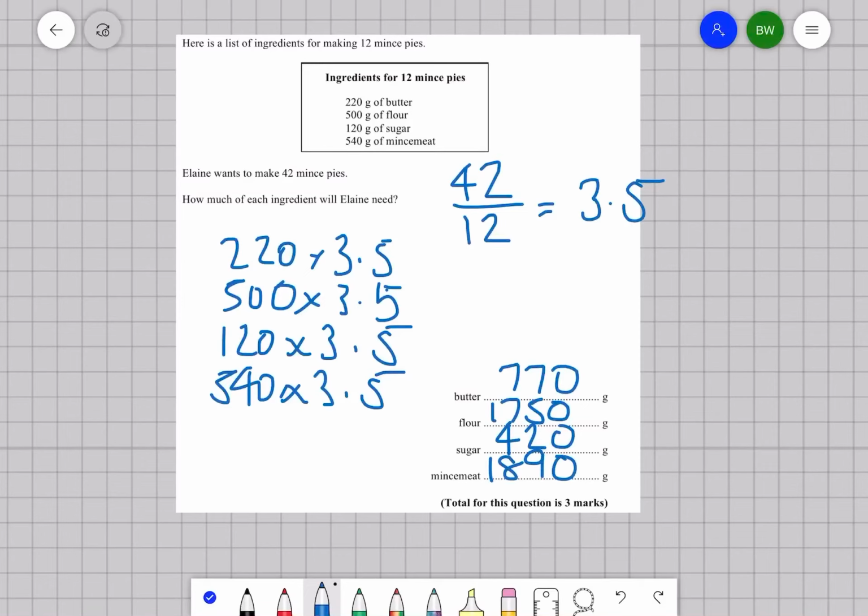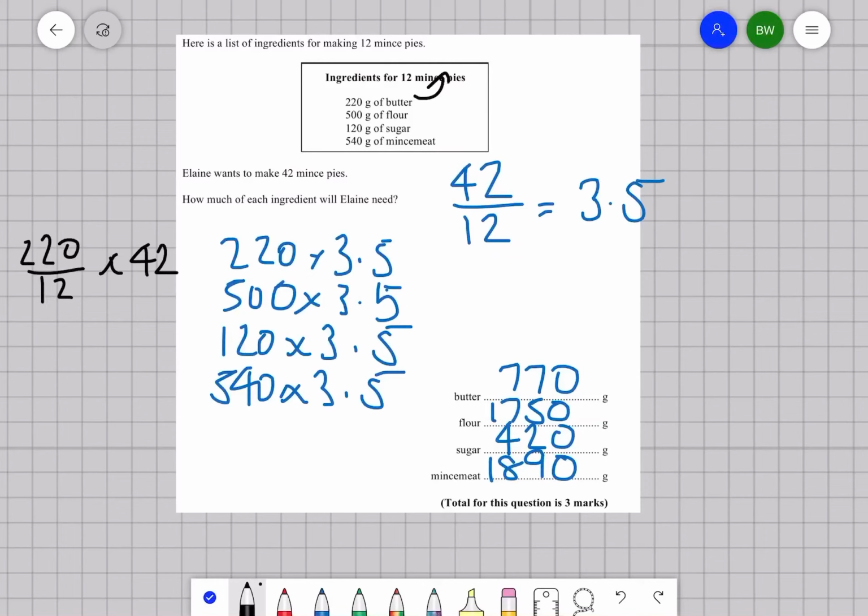1890. Okay, so if I wanted to check that, what I can do is I divide by 12 to work out the amount for 1. So I'm going to do 220 divided by 12 first, then times it by 42, and I should get the same answer. So 220 divided by 12 times 42 is also 770.